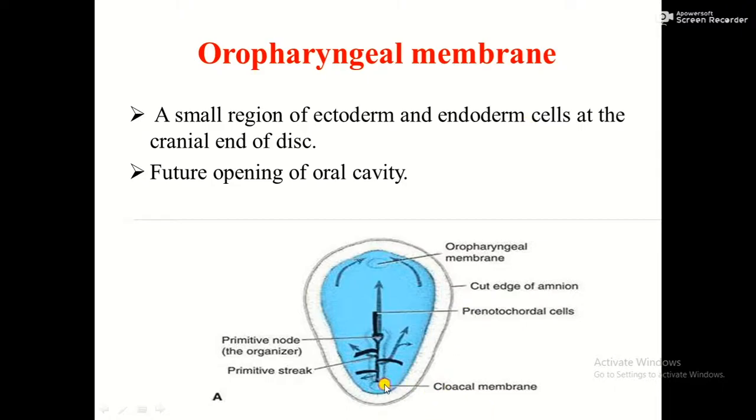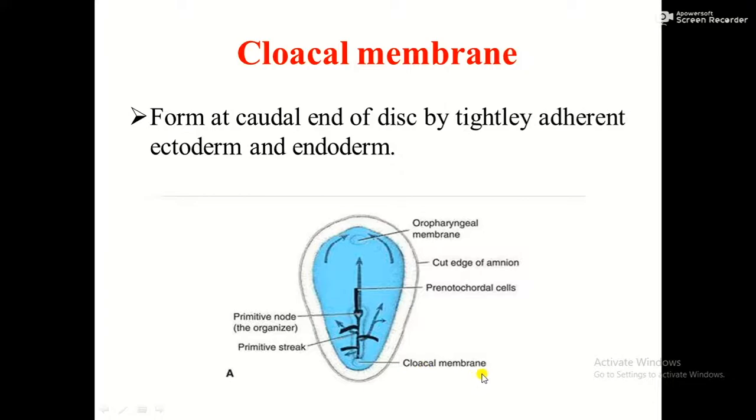Okay, so the next one is the cloacal membrane, and this is also formed by the tightly adherent ectoderm and endoderm, and their location is at the caudal end, the end of the embryo, and they will form the anus opening in the future. So the anal opening will form in this part of the embryo. So we call it the cloacal membrane.